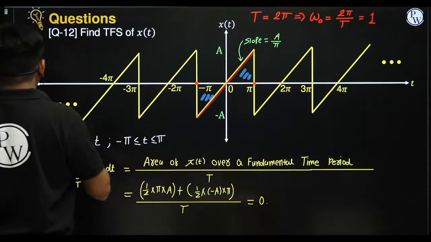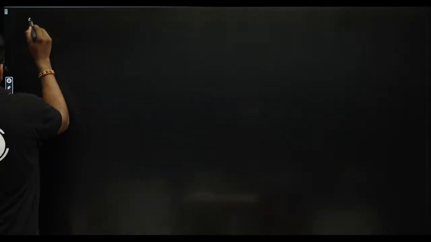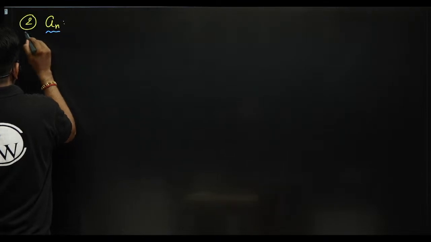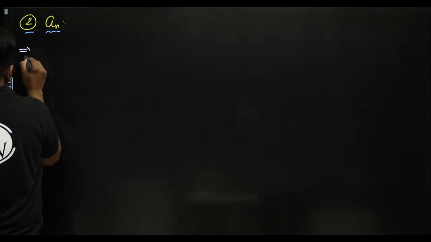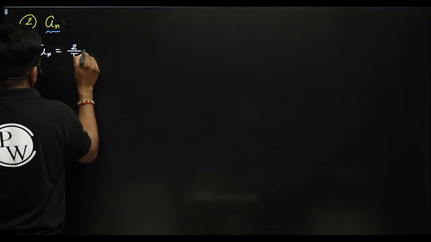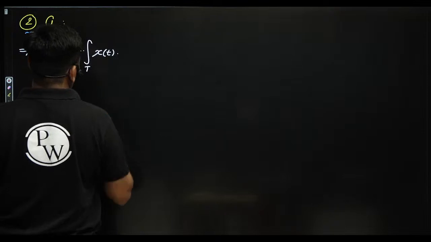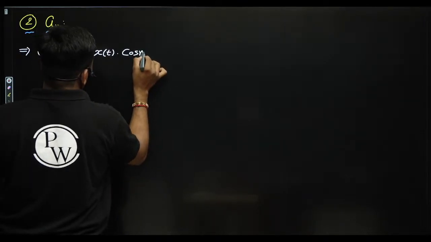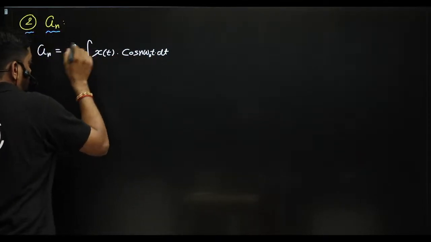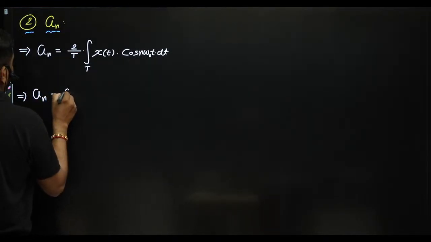Now let me take the next coefficient, a_n, guys. Find a_n. The second coefficient is a_n, the coefficient of cos. How to find a_n? a_n is equal to 2 by capital T, integration over a fundamental time period of x of t into cos n omega 0 t dt. Now you can put the value of x of t, omega 0, and the limits of integration and the fundamental time period.